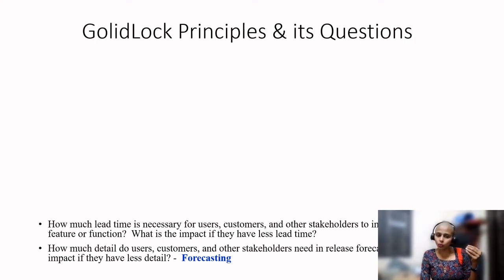So how much detail did users or customers need in this release? Or if I'm not doing that, how much impact is it causing? This kind of analysis will help us to forecast the future. So in the upcoming product backlog refinement session, we will collect more details, and the lead times also help us to do our work properly, to have our deliverables appropriately based on the needs of the customers.